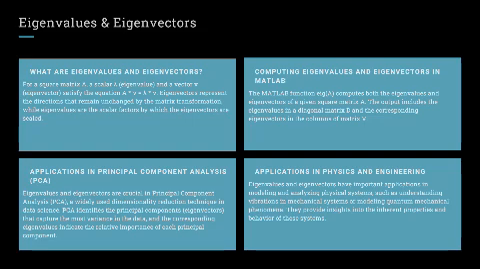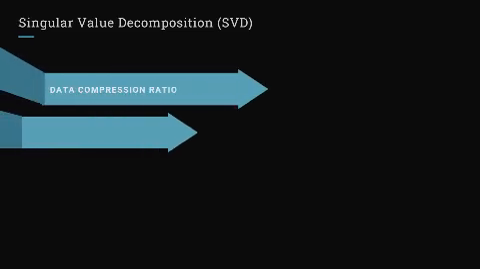Now there are some applications of eigenvalues. Eigenvalues and eigenvectors have many applications, such as principal component analysis in data science, which helps reduce the dimensionality of datasets. In quantum mechanics, eigenvalues help describe systems at the atomic level. Vibration analysis in engineering uses eigenvalues to model the frequency of oscillation.